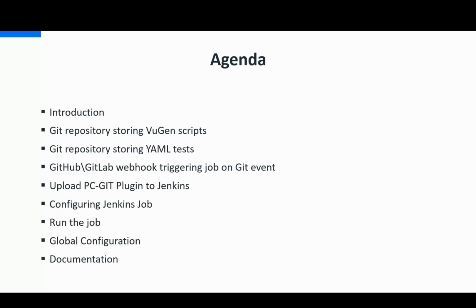Let's review the agenda. First of all, a brief introduction, and then we'll be talking about the Git repository storing the VuGen script. Later on, I will be referring to everything as VuGen script, because JMeter scripts are also supported by VuGen. So normally VuGen script means VuGen script and JMeter script.